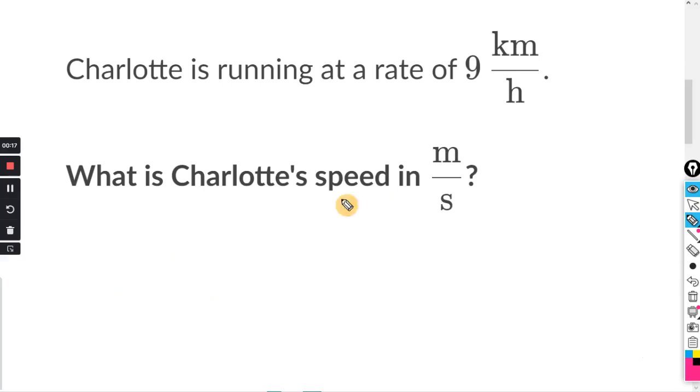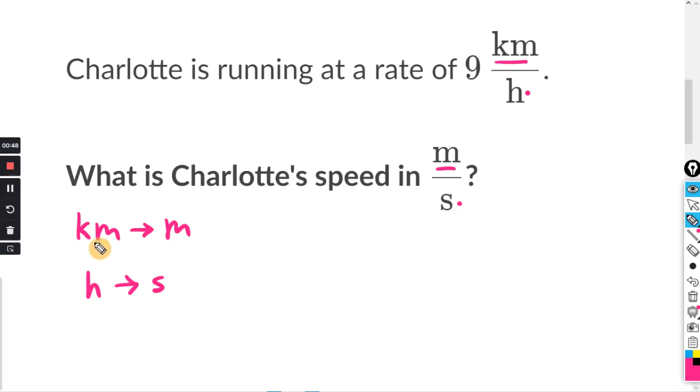All right, so there's two things we have to convert here. We need to convert kilometers to meters, because this is in kilometers and this is in meters. And we need to convert hours to seconds. So we basically need to write a conversion equation.